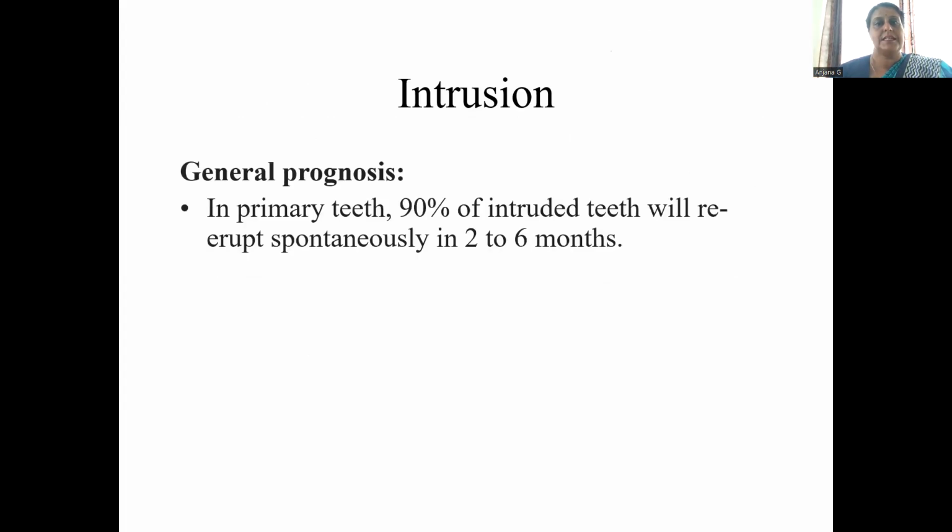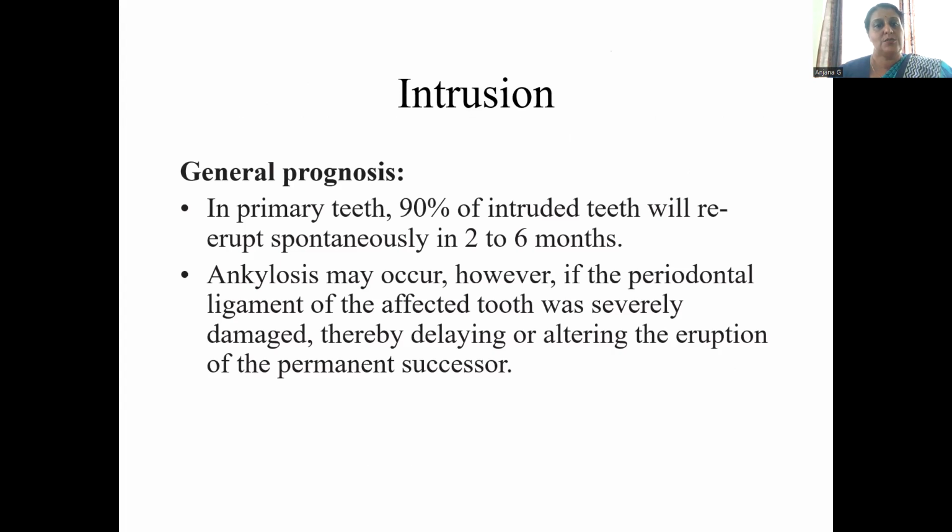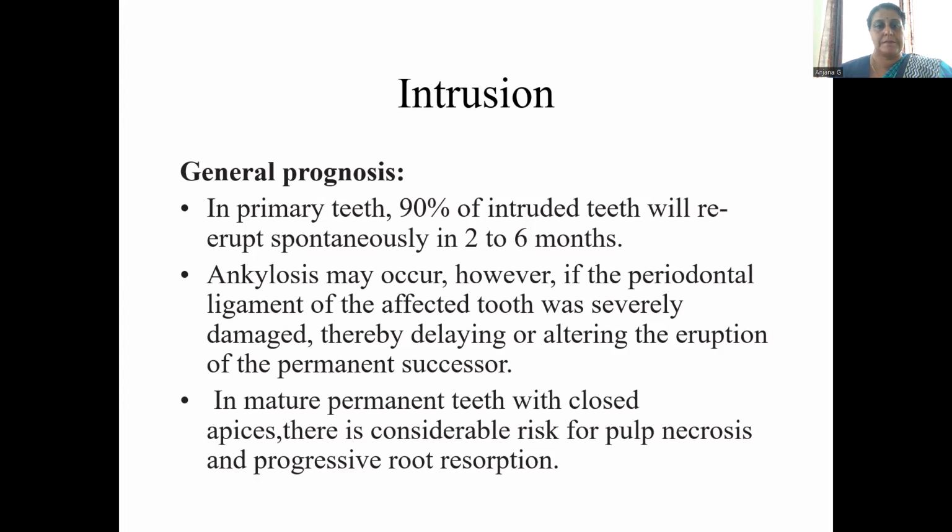In primary teeth, 90% of the intruded teeth will re-erupt spontaneously within 2 to 6 months. Ankylosis may occur, however, if the periodontal ligament of the affected tooth was severely damaged, thereby delaying or altering the eruption of the permanent successor. These things have to be informed to the parent, and these cases need periodic record and review. In mature permanent teeth with closed apices, there is considerable risk for pulp necrosis and progressive root resorption.